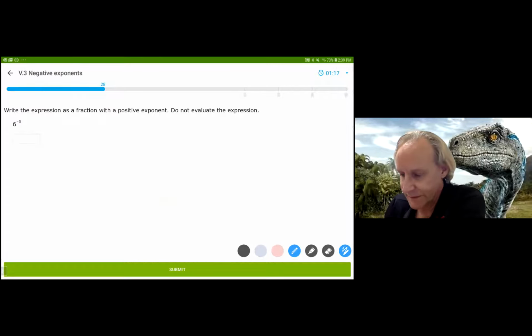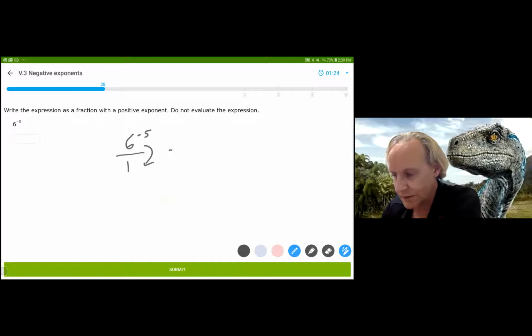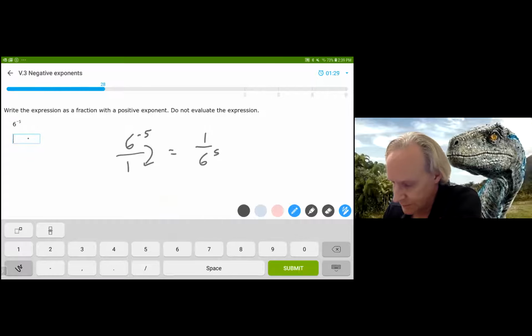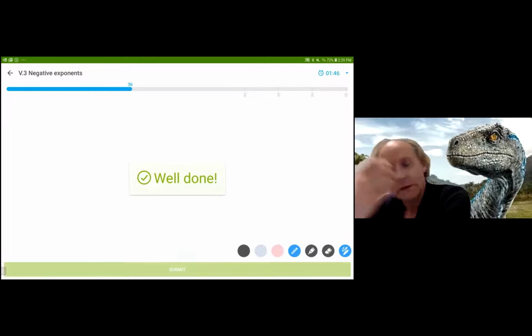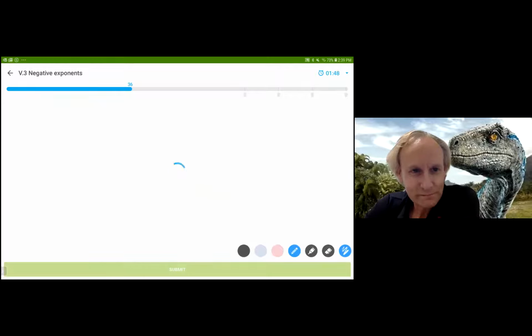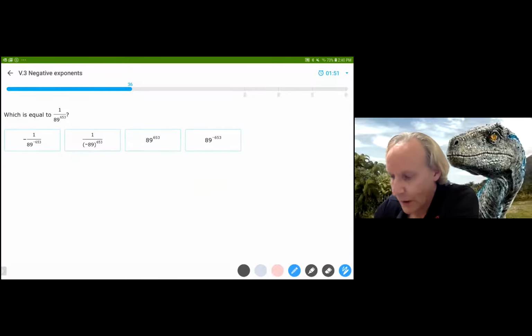We're going to move it across the division line. Remember, this is the same as this. So we're going to move it across the division line and change the sign. So it's 6 to the 1 over 6 to the 5th. I'm using the fraction bar. I think you could probably use the division bar, the slash, but anyway, there it is. Okay. Now we'll talk about why later.